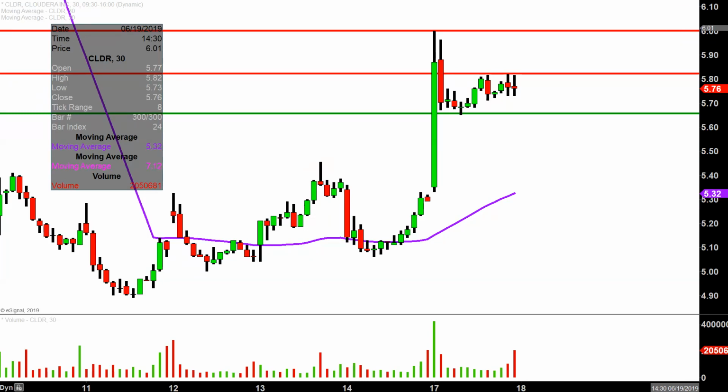But anyway, look at it. Great movement today. Great volume. Nice way to start off the week. The week is young. Still 4 days left. So let's see how this one continues to play out.